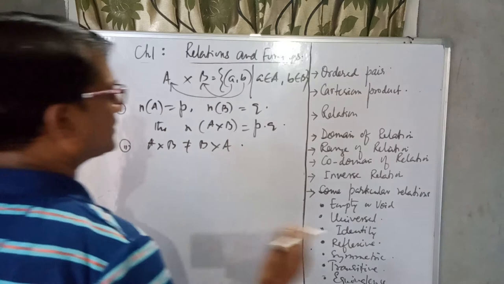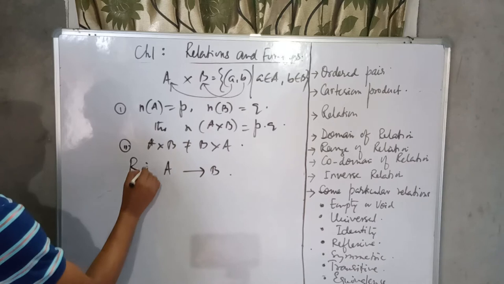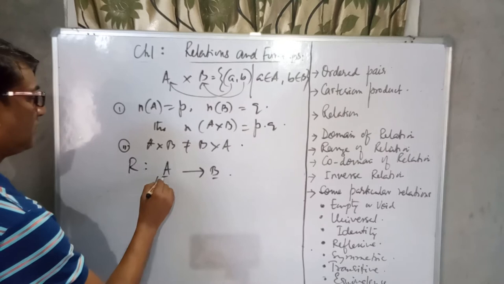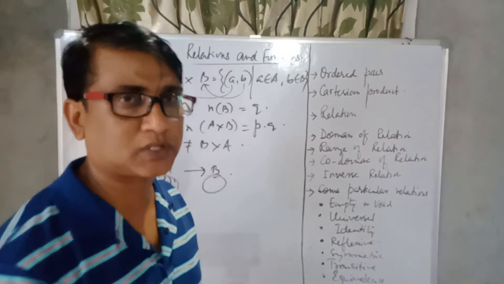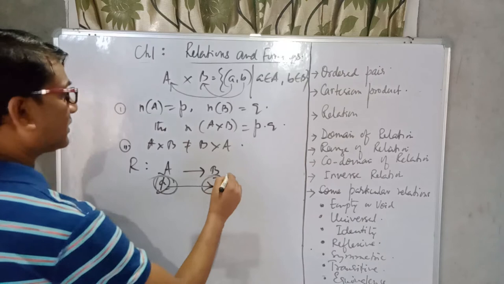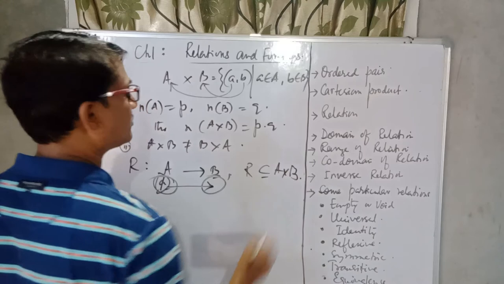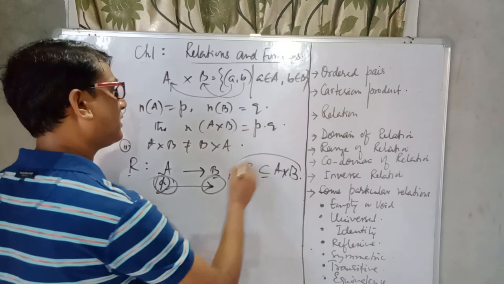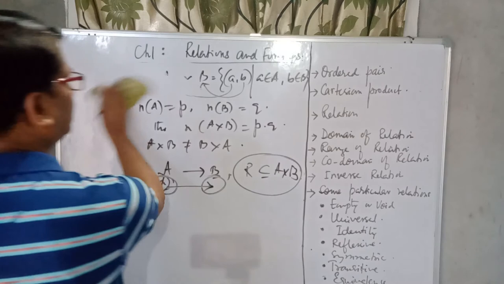Next thing is the relation. A relation from set A to B is denoted by R. It is defined by relating elements of A, under some rules, with the elements of B, and it is denoted by R is a subset of A cross B. If R is a subset of A cross B, then we can say R is a relation from A to B. Okay.